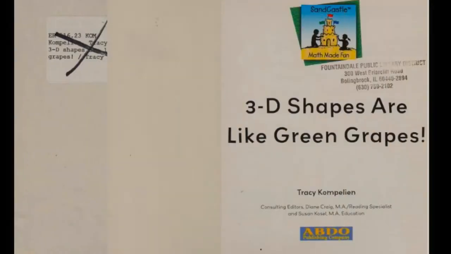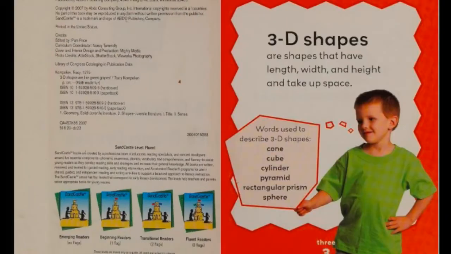Kids, Miss Patton here. Today we're going to share this story. It's called 3D Shapes Are Like Green Grapes. And this book is going to be talking about different 3D shapes and describing them.